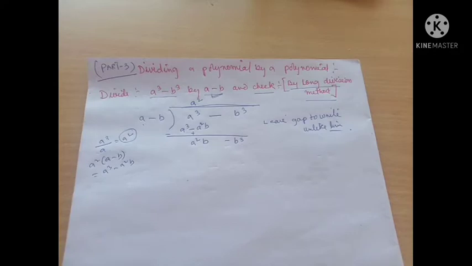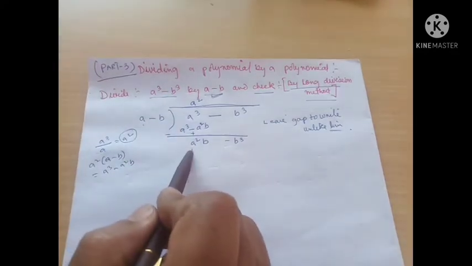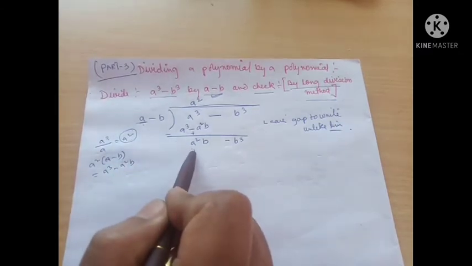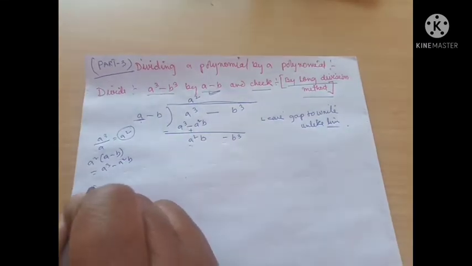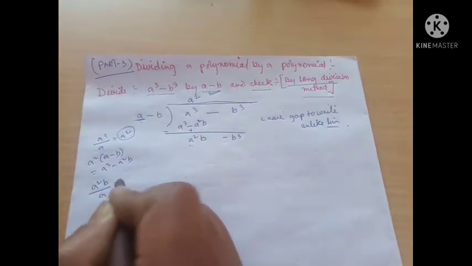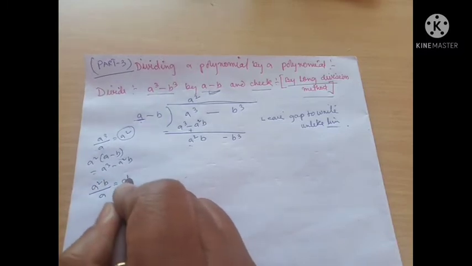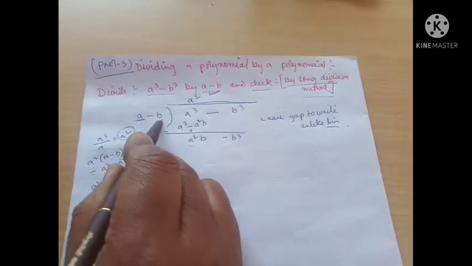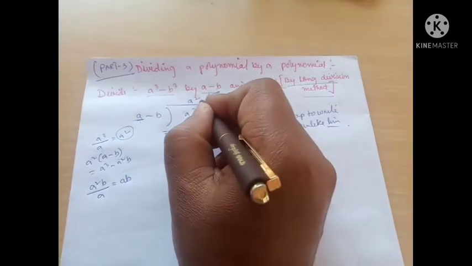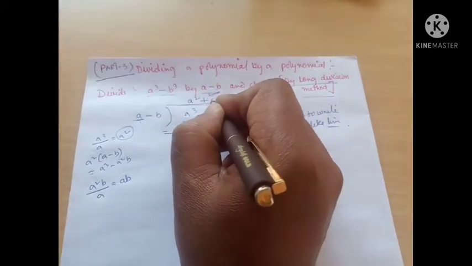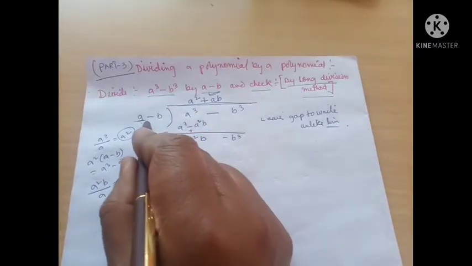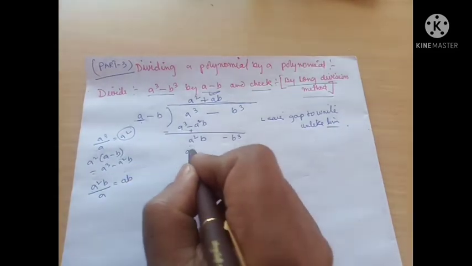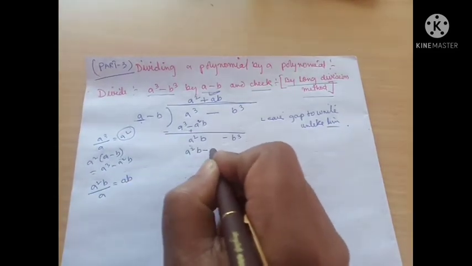Understand? So again we divide with these two. This will become the dividend, and this the divisor. The first term we will divide: a square b by a, then the answer will be ab. Here comes the quotient, plus ab. If you multiply the quotient ab with a minus b, the divisor, then you will get a square b minus ab square again.